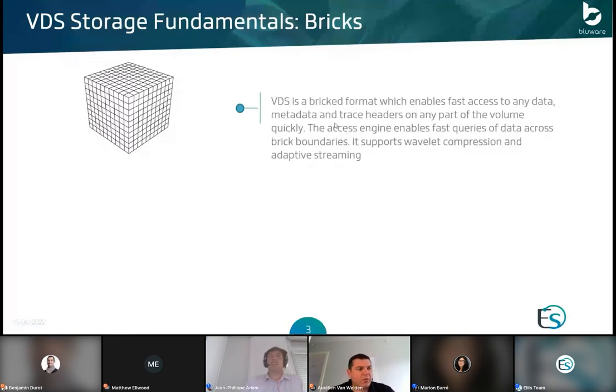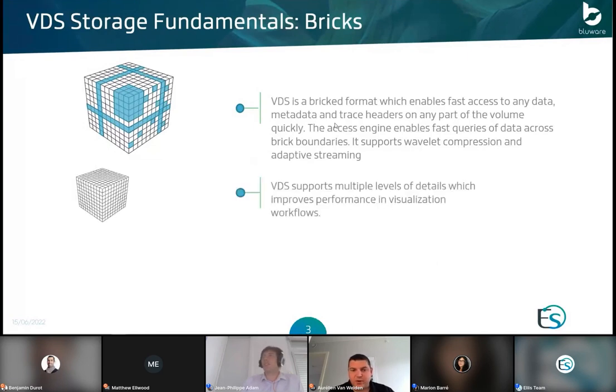At Bluware, we've been working for the last 15 years on building a new format that enables very rapid access to any part of the data, and that's called VDS, which stands for Volume Data Store. It's a bricked format that enables extremely rapid access to data, metadata, inline, cross-line, time slice, sub-volumes, or random 2D tiles in any part of the dataset. It also supports wavelet compression and adaptive streaming, which is the topic of the talk today.